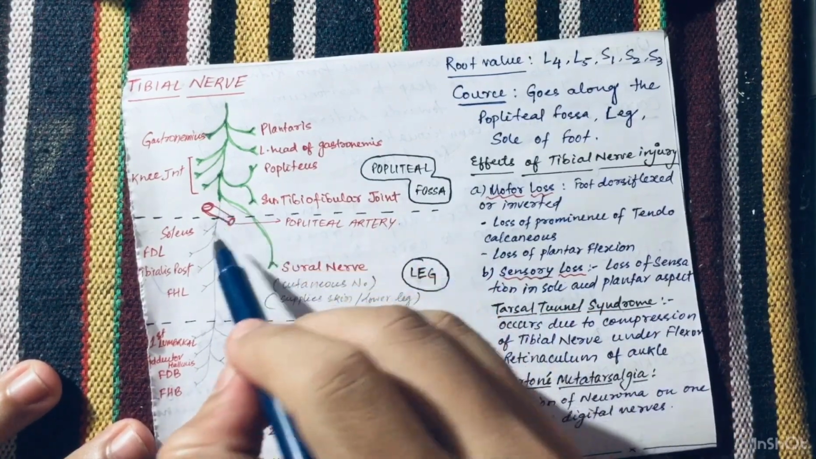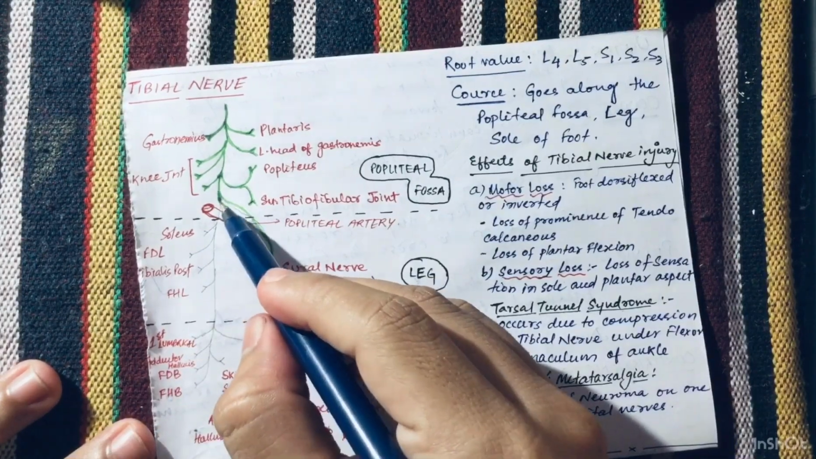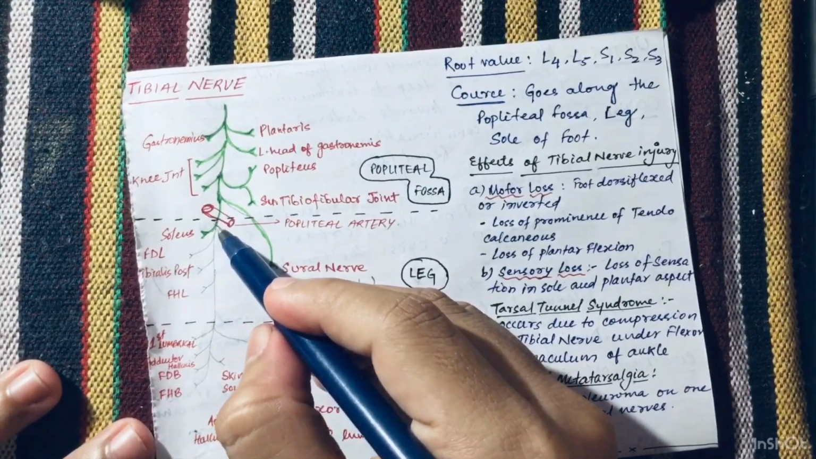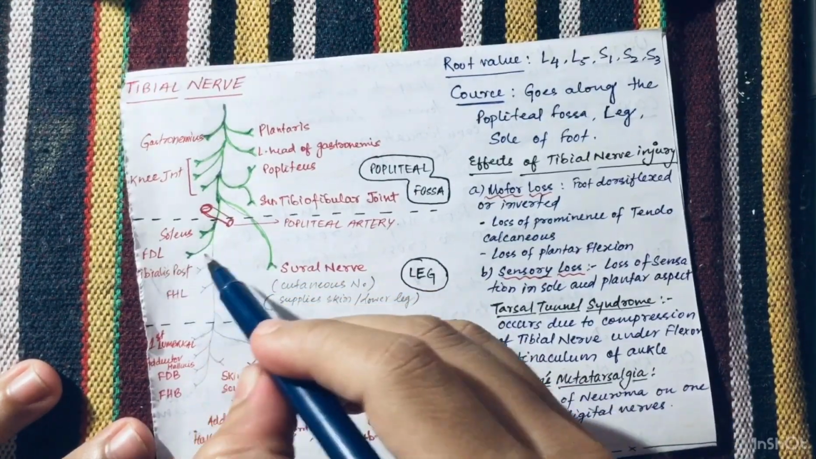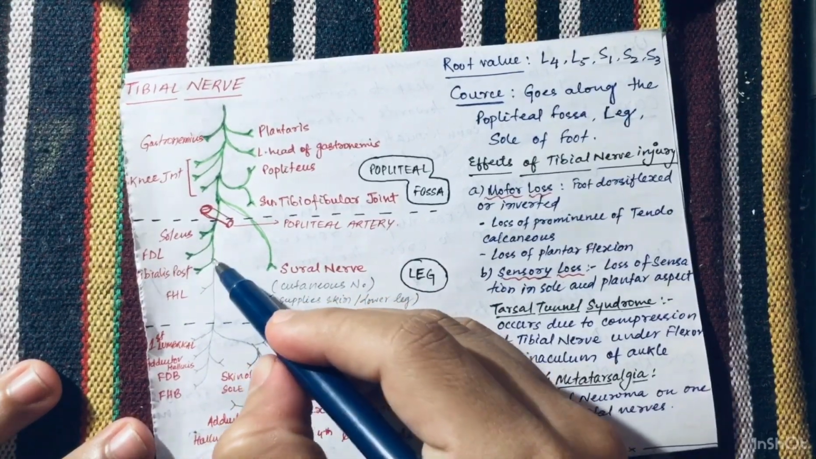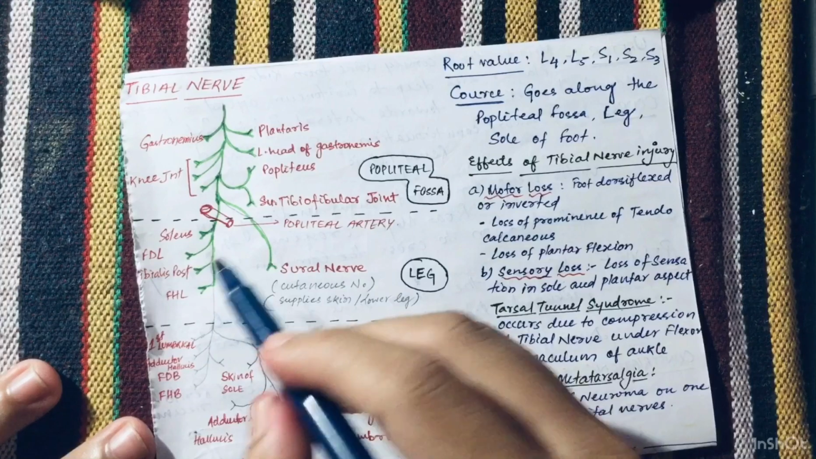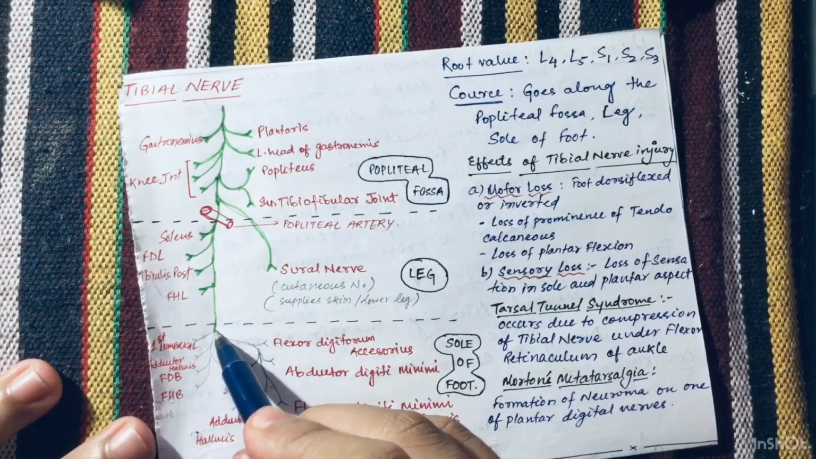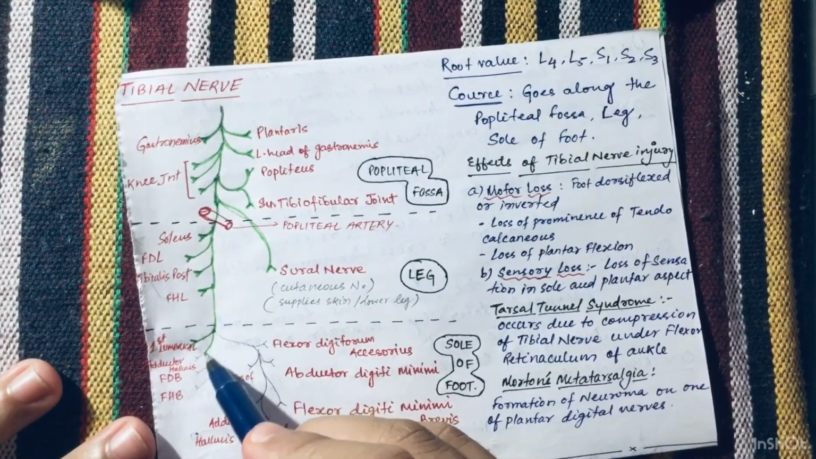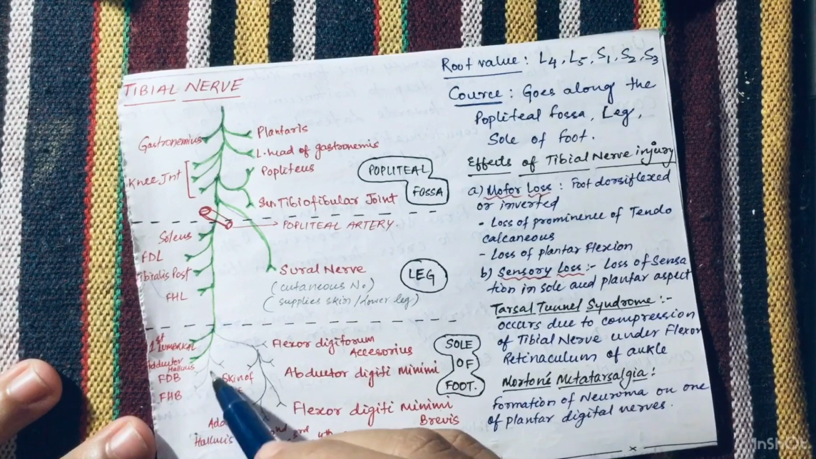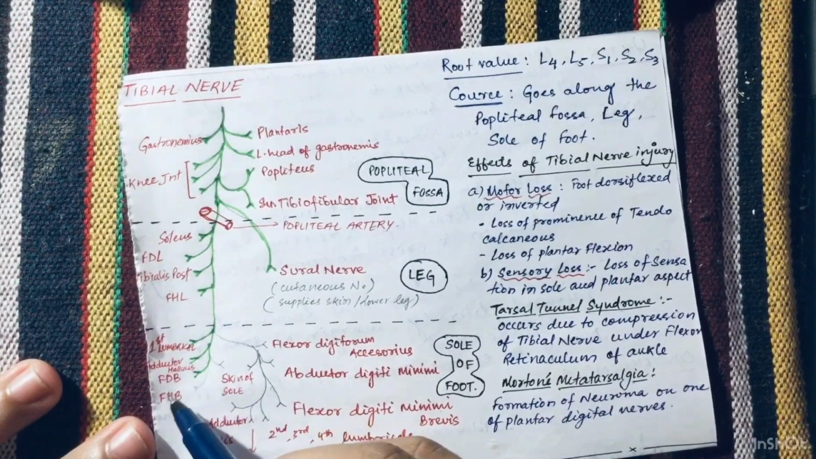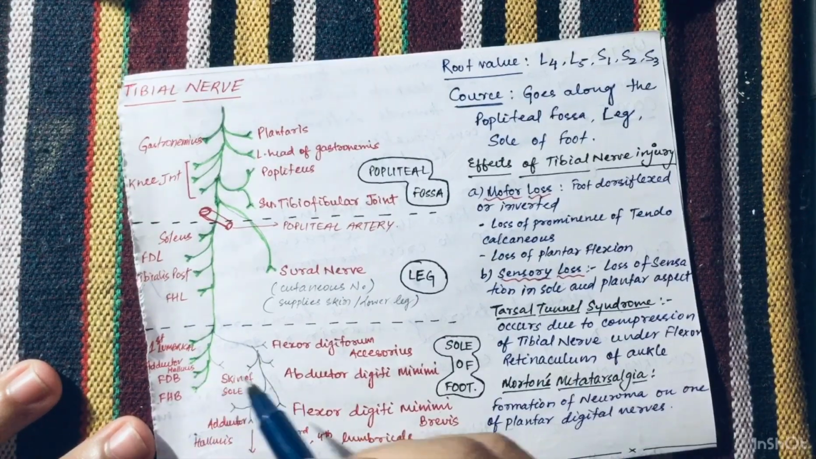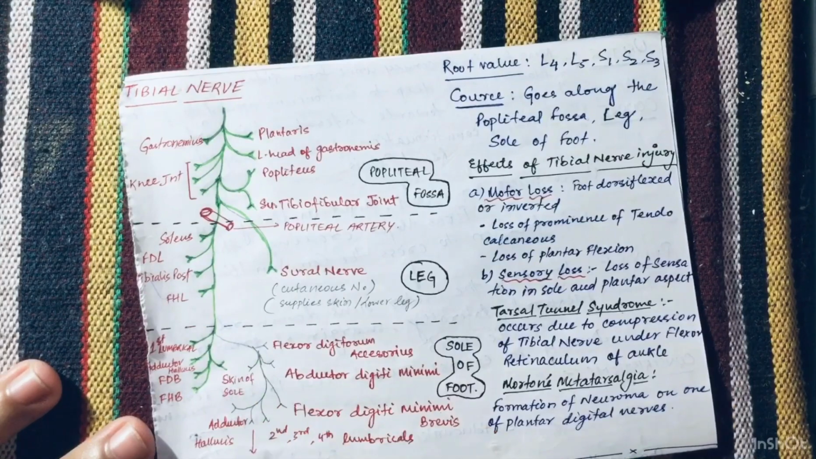Then as you cross it, you cross the popliteal artery. After crossing the popliteal artery, it supplies the soleus. Then it supplies the FDL, tibialis posterior and FHL, right? Then as it comes down, it goes on to supply the foot. On the foot, it supplies the first lumbrical, then adductor pollicis, which is the great toe, then FDB, flexor digitorum brevis, and flexor hallucis brevis, right? Then it goes on to supply the skin of the sole, right?